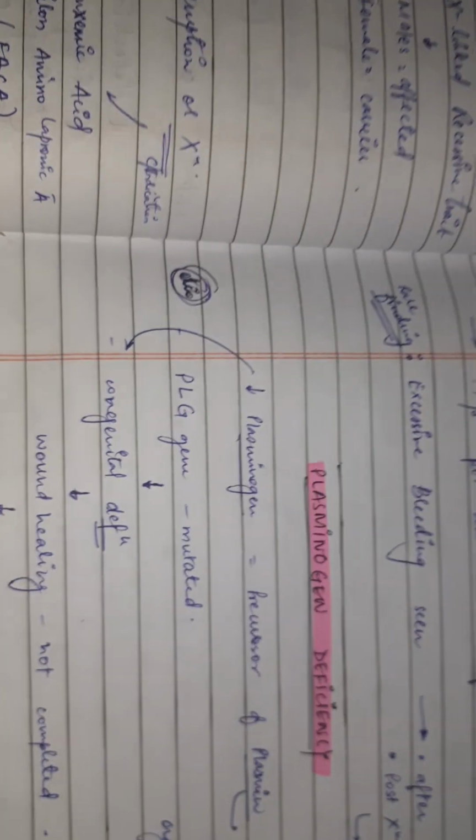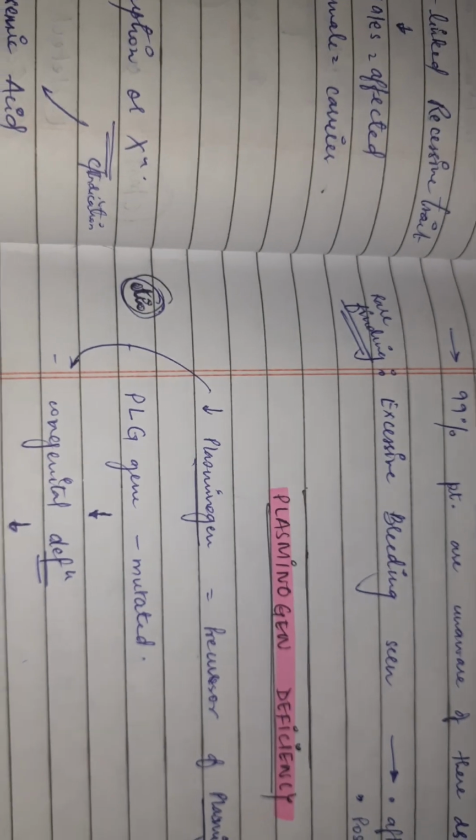This is plasminogen deficiency: congenital mutation of the PLG gene and decreased plasminogen. That's it. Now our blood hematological disorders are completed.